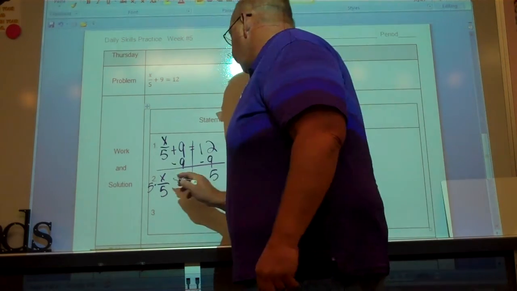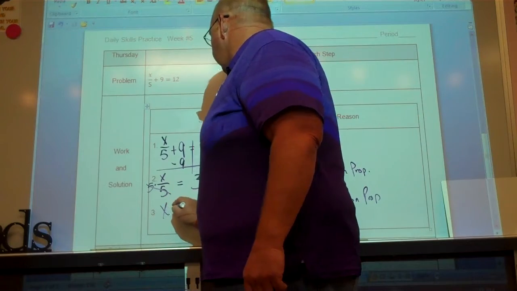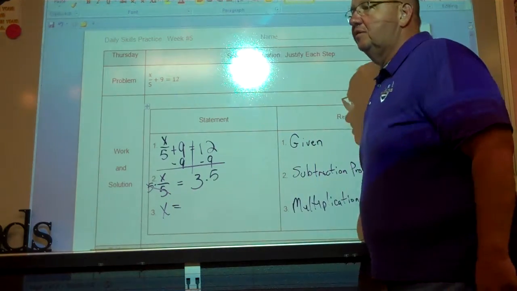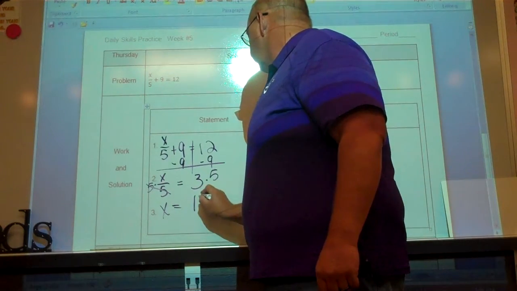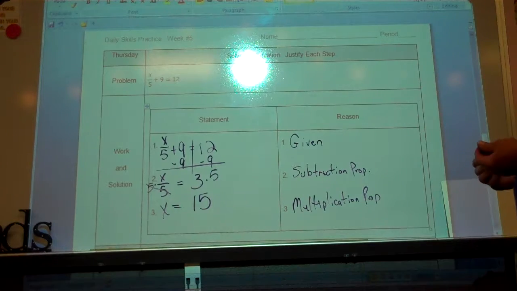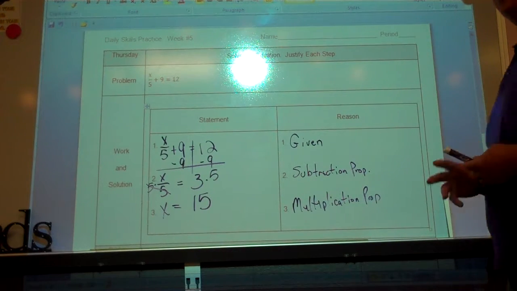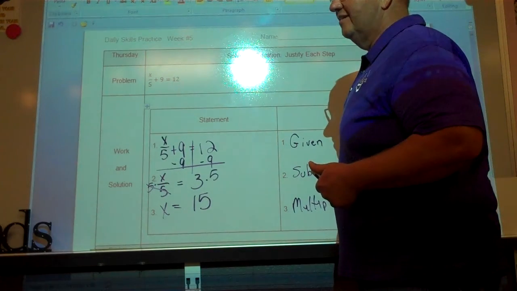So we have our 3 reasons, so we multiply each side by 5, leaves us with x, and what's 3 times 5, Dawson? 15. 15. So x is equal to 15. Okay, good. Any questions on that? Feel like we got a good understanding of that?